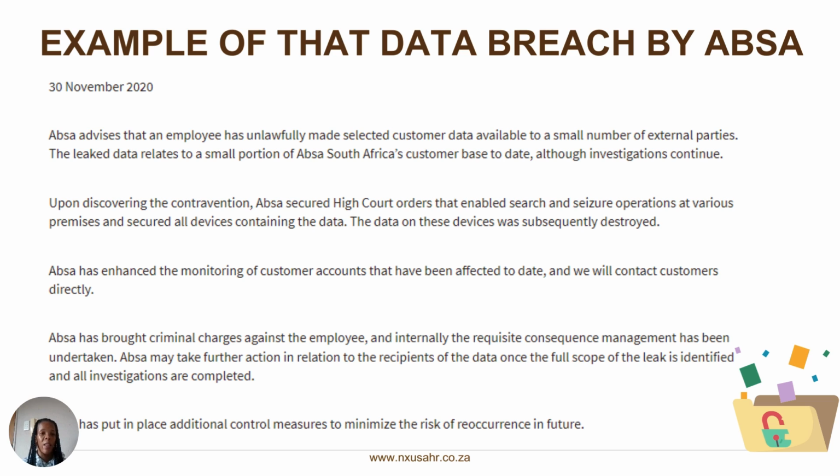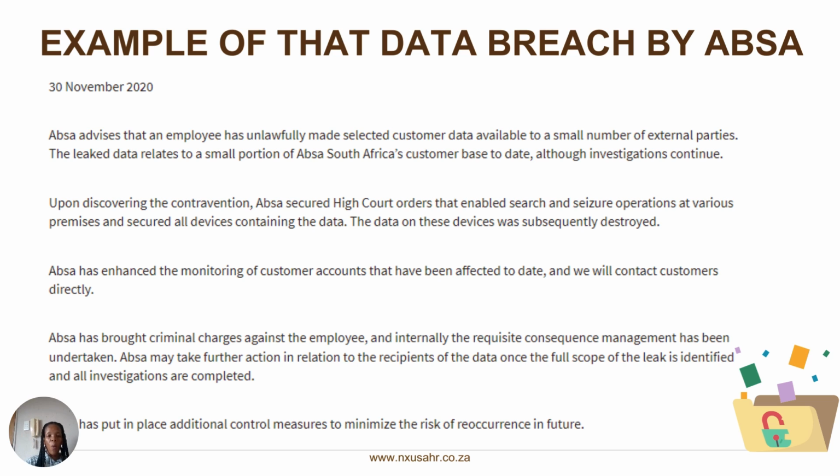Okay. Then they do say that they've brought criminal charges against the employee, and they've also done their internal procedures to deal with the situation. Assuming they're referring to their disciplinary measures to deal with the employee that leaked this data. And then they do say that they've put additional control measures in place to minimize recurrence in future. So the additional measures, even though they don't go into detail, it might be POPIA awareness training for all the employees, updating, beefing up their policies and procedures.